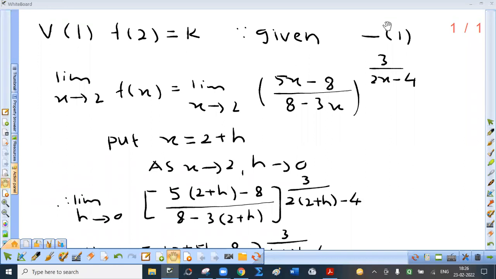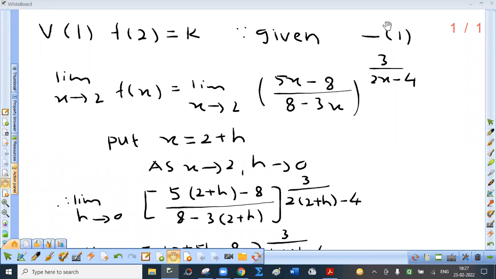Fifth sum. Find k if the following functions are continuous at the points indicated against them. First, f of x equals (5x minus 8 upon 8 minus 3x) raised to 3 upon 2x minus 4 for x is not equal to 2, and f of x equals k for x equals 2, at x equals 2. Actually, the function is given to be continuous at x equal to 2. So f of 2 must be equal to the value of the limit. That is, k equals the value of the limit.